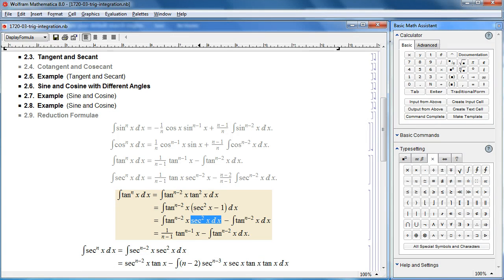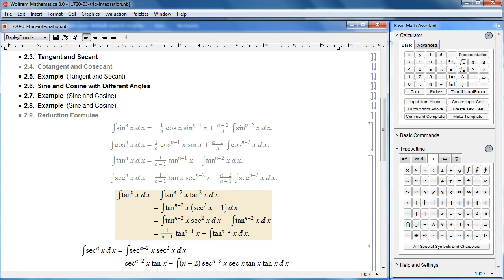How about the first integral? Because of the secant squared part, this can be considered as a power function of tangent of x. So the antiderivative is just the power rule: 1 over n minus 1 tangent to the n minus first power. And then we have the antiderivative of tangent to the n minus second power. So this is a reduction.